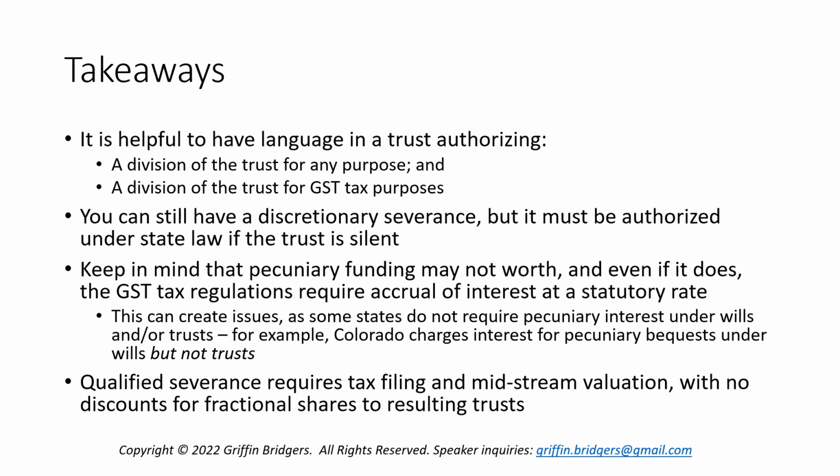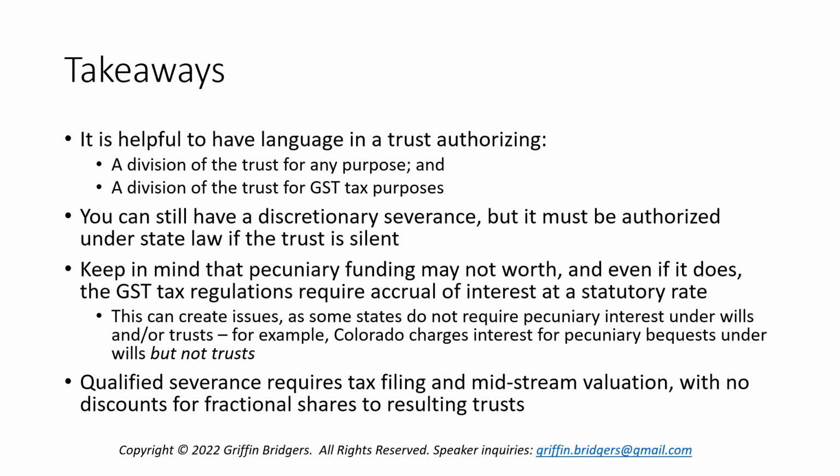So I know this was a lot of material to take in, but here are the condensed takeaways I have for this subject. One, it's helpful to have language in a trust that authorizes everything we've looked at here. A division of the trust for any purpose, and for that matter, a division of the trust for GST tax purposes. Now, when you have that type of language, and even a discretionary severance, you have to be conscious of the funding formula that's used.